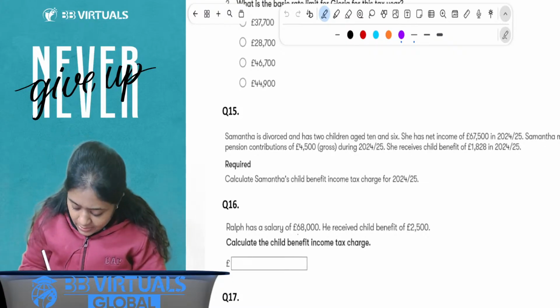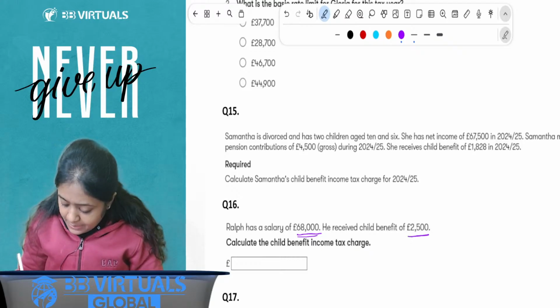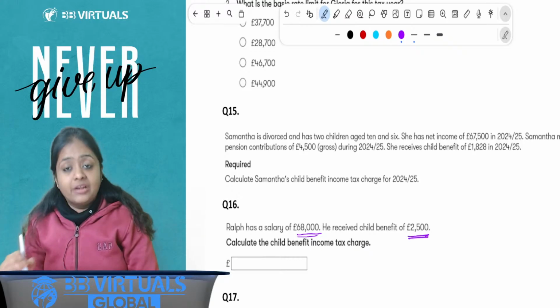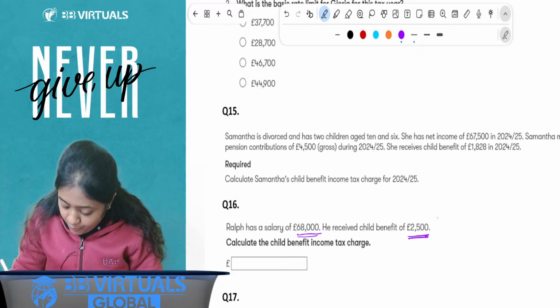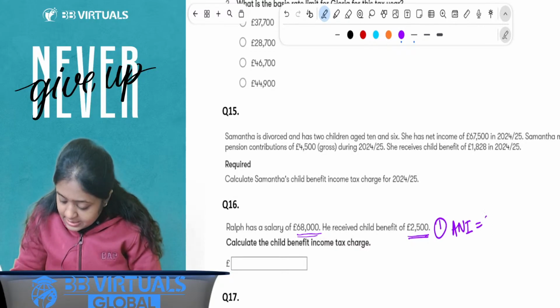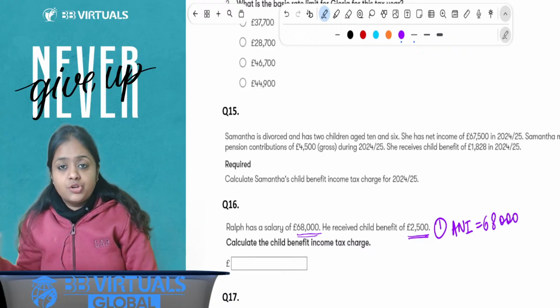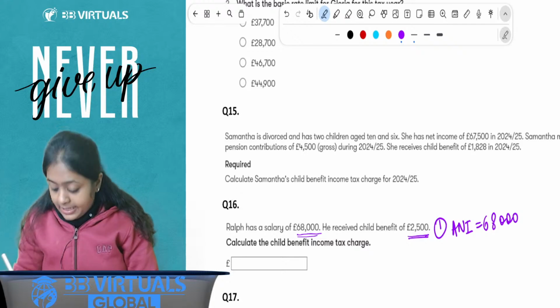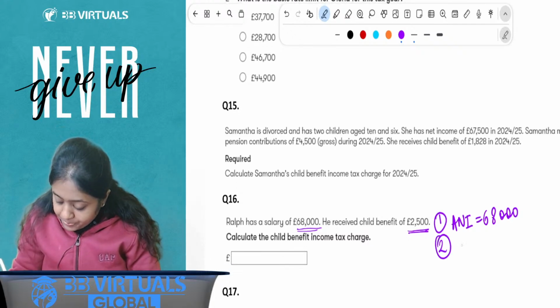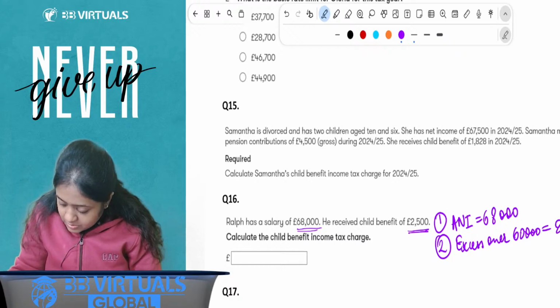Ralph has a salary of 68,000. He received a child benefit of 2,500. Calculate the child benefit charge. Step 1, ANI. Your ANI is 68,000 only because there is no gift aid donation or gross personal pension contribution. Number 2, what is the excess over 60,000? Excess is 8,000.